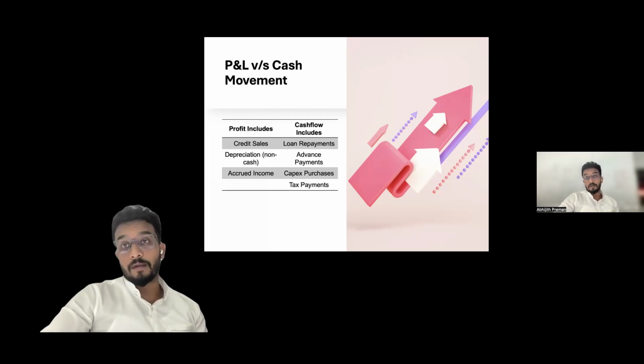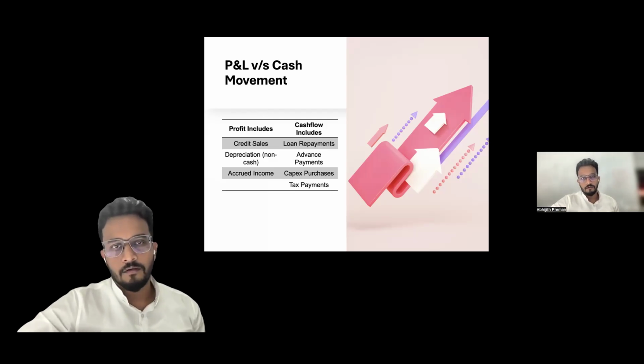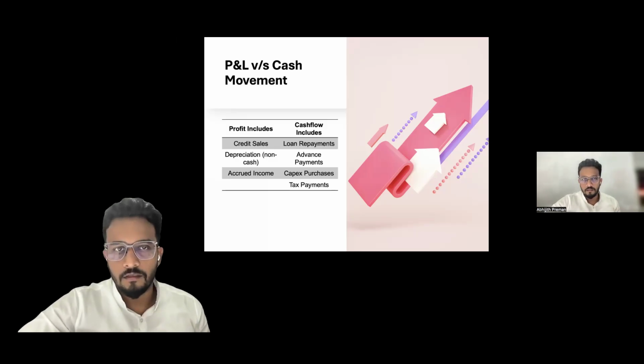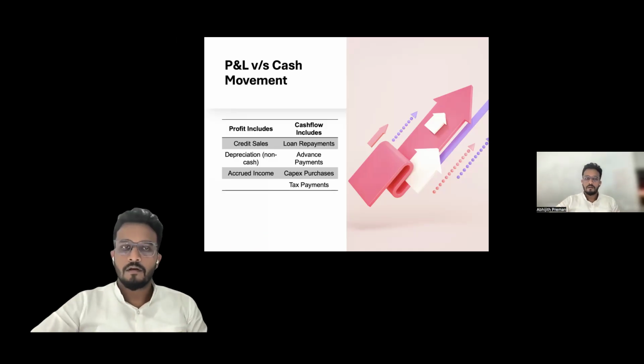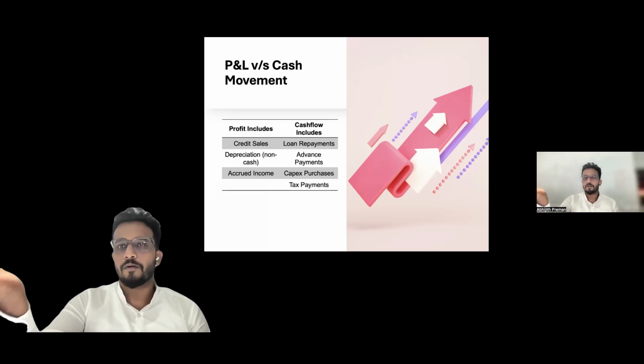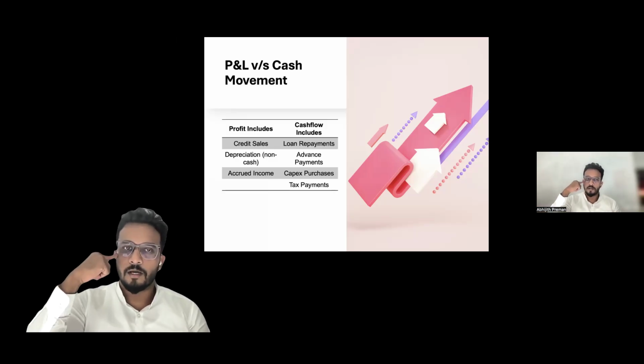Then advance payment. If you're making any advance payment to your supplier or to your vendor, whoever it is, that expense will be booked only in subsequent months. But currently there is a cash outflow. Same case, take that 10 lakh example itself. Instead of repaying the loan, you are making an advance payment to your supplier. So what happened?